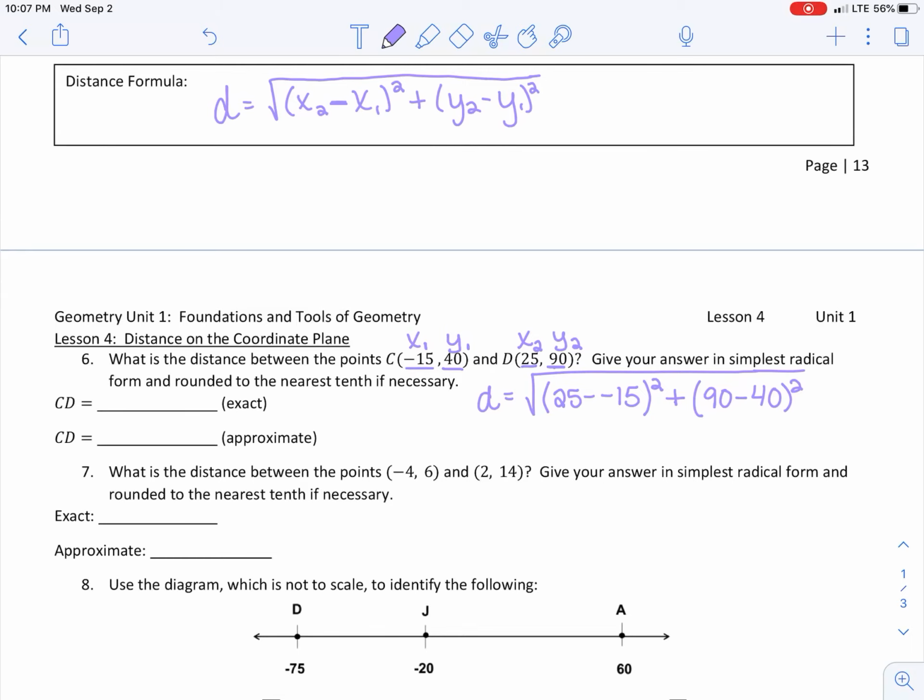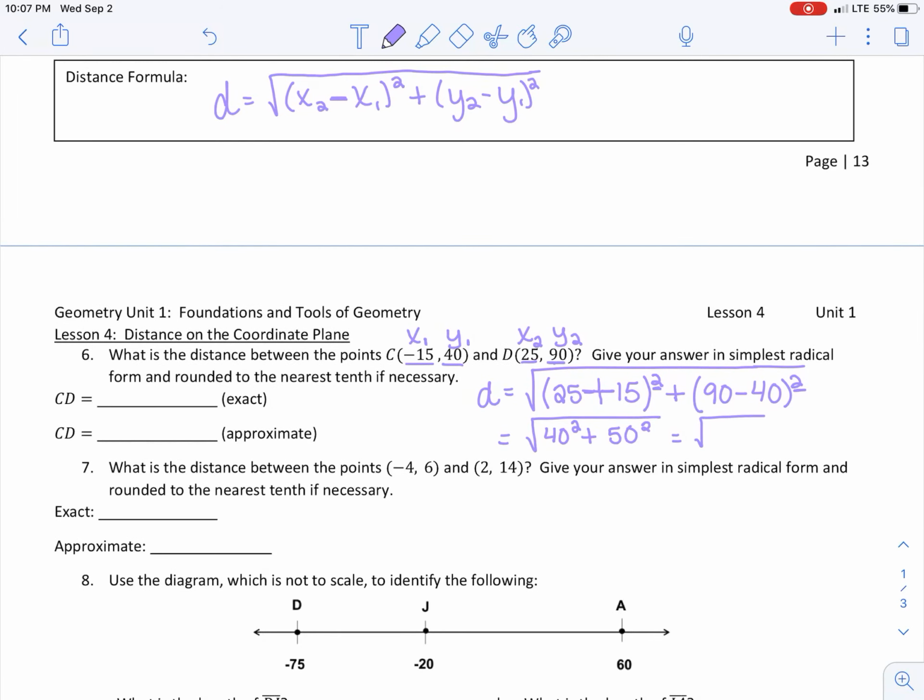So at this point, we can just combine some stuff here. So we can say if we have a minus and a minus, that actually ends up becoming a plus. We should know that from last year. So 25 plus 15 gives us 40. And we still have to square that because we still have that 2 out here. Plus 90 minus 40 gives us 50. And again, we have to square that because we have that 2 there. Okay.